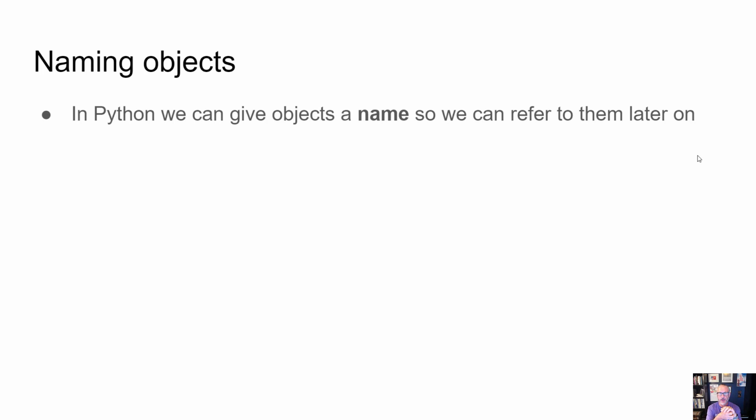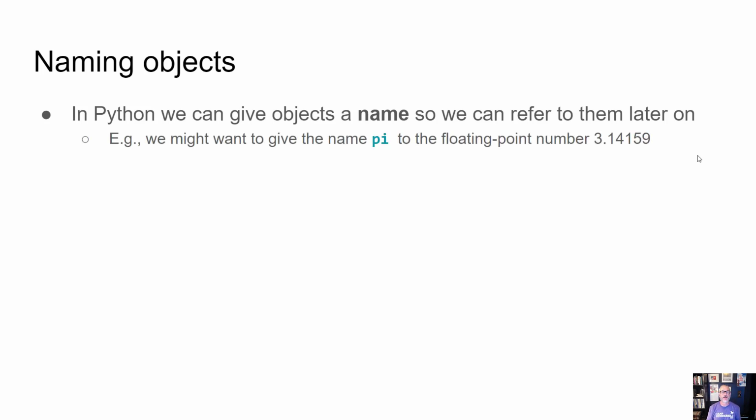So in Python, we can give every object that we create a name so that we can refer to it later on. That just makes it easier so we don't have to, let's say if it's a number, type in all the digits of the number. We can provide a name for that and refer to that object via the name later on. So for example, if we wanted to define the constant pi, we might create this name and associate it with the floating point number 3.14159. Okay? So it's easier to type pi than it is to type all those numbers.